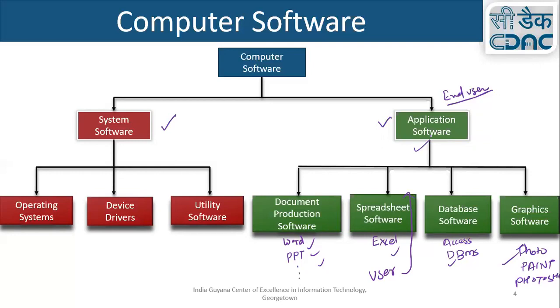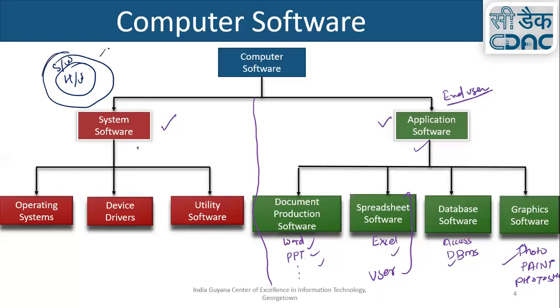But besides these application software, there is another part of the software, that is the system software. This system software is the core. After your hardware, this system software is the first layer. On top of this system software comes your application software.